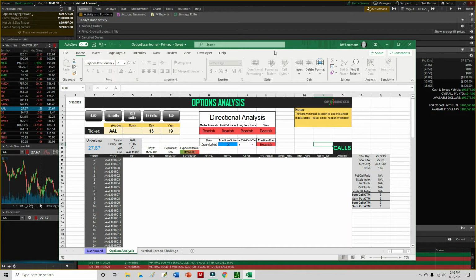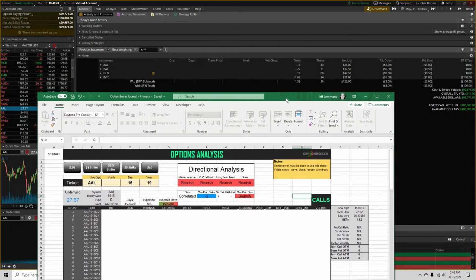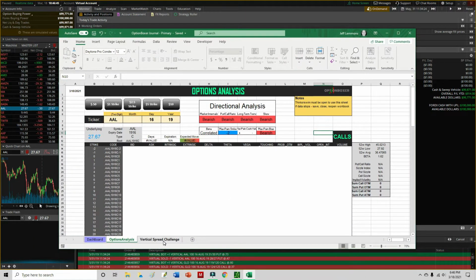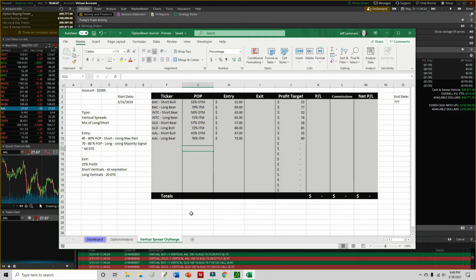The way I'm going to use this spreadsheet, and you can see here in the background, I've already got the trades that I want to make set up. What I've called this is my vertical spread challenge. I don't know, since it's simulated trading, that you could really call it a challenge, but that's what I've got. And so here are the rules I'm going to look at.